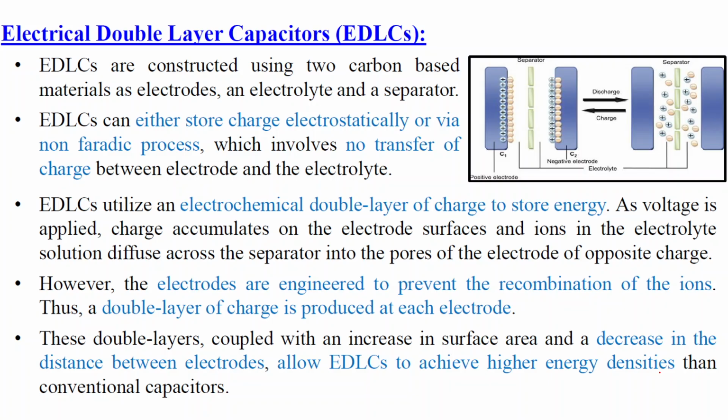Thermal energy storage is possible by sensible heat storage, latent heat storage, phase change materials, or by chemical reactions. So we have discussed the first part of this particular lecture. Coming on to the EDLC, as I told, EDLCs are constructed using carbon-based materials as electrodes, an electrolyte, and a separator.